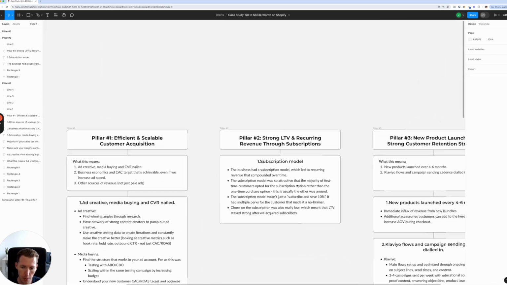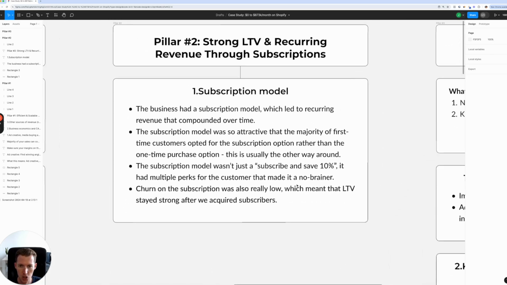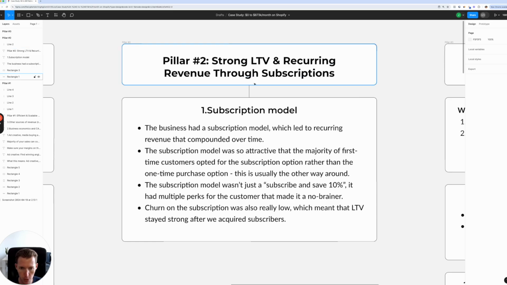Cool. So coming to pillar number 2 is strong LTV and recurring revenue through subscriptions. So just to talk about the subscription model, the client we work with has a subscription model, and that leads to recurring revenue that compounds over time. The subscription model was so attractive that the majority of first-time customers opted for the subscription option rather than the one-time purchase option. This is usually the other way around, right? It's usually that people don't want the subscription, and maybe a small percentage go for the subscription model. But in this case, it was the other way around.